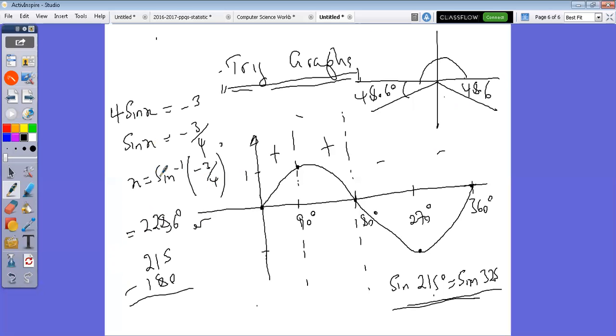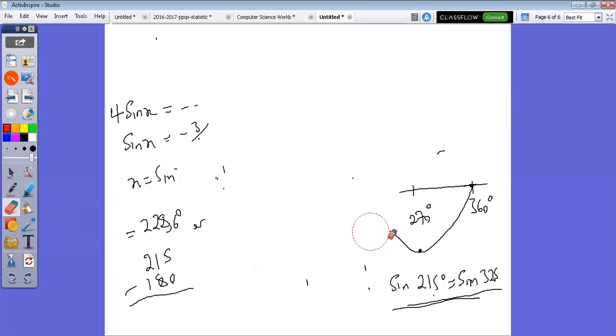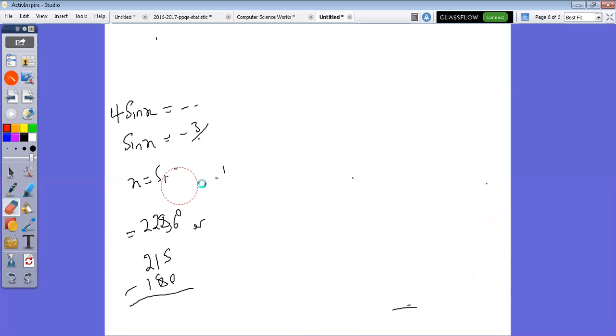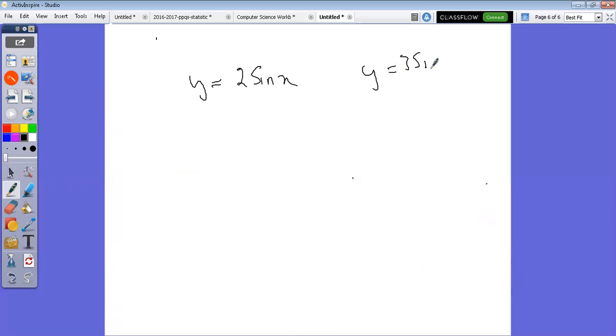So before we go to the cos graph, the other thing that I saw in the paper, as mentioned in your marking scheme, is you need to think of this. What if we say y is equal to 2 sine x, or y is equal to 3 sine x? I'm going to start with the original graph of sine x and we want to see what happens.